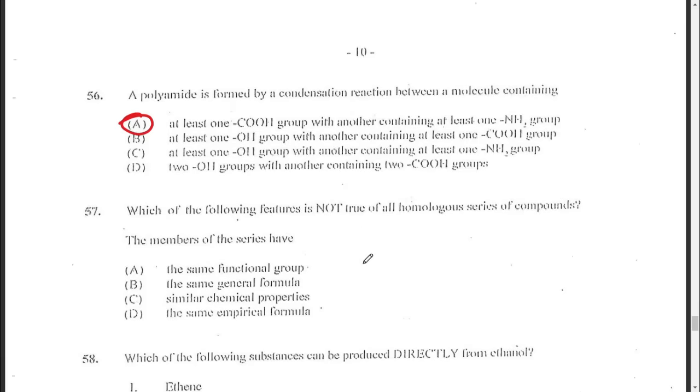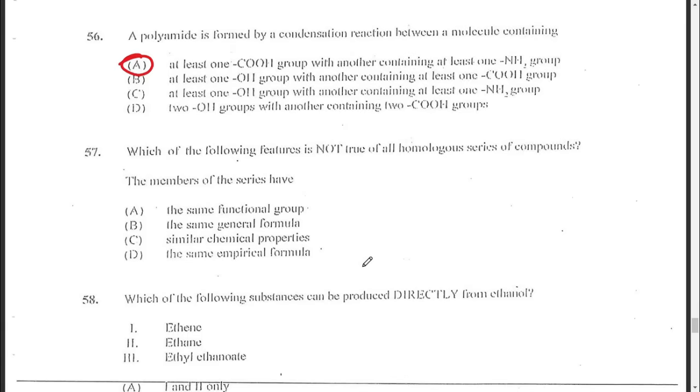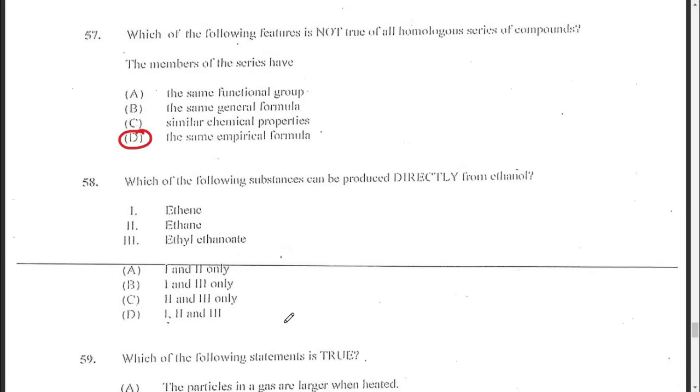57. Which of the following features is not true of all homologous series of compounds? The members of the series have the same functional group, that is true, the same general formula, that is true, similar chemical properties, that is true, and the same empirical formula, that is not true. So the answer is D. 58. Which of the following substances can be produced directly from ethanol? Is it ethene, ethane, or ethyl ethanoate?